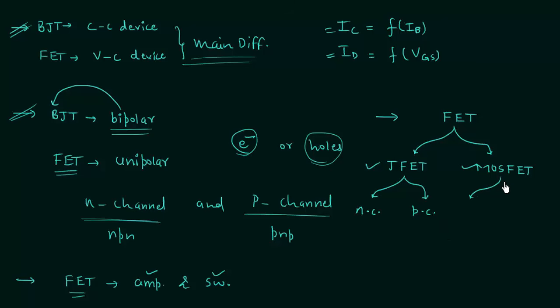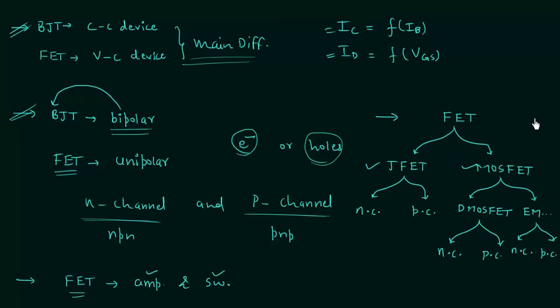MOSFET we can classify into two types. The first one is D-MOSFET, and the second one is E-MOSFET. And again, we can classify D-MOSFET into two types, N-channel, P-channel. E-MOSFET we can classify into two types, N-channel and P-channel. So this is all about the hierarchy we are going to follow in this chapter.